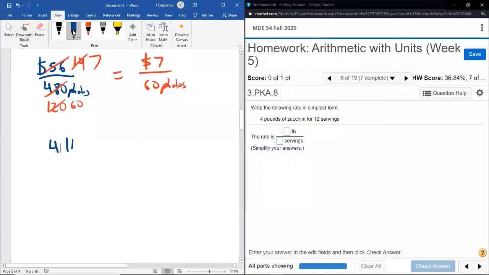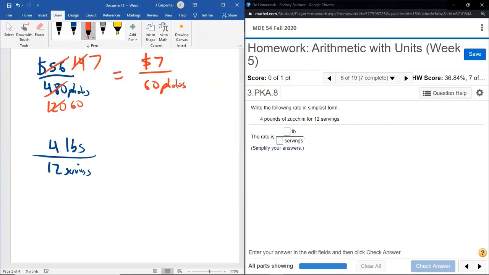4 pounds. Now use lbs for pounds. Of zucchini, you can be more specific if you need to, but 4 pounds is good enough for government work. And then over 12 servings. So classic mistake here is someone goes, oh, 12 divided by 4 is 3, and the answer is 3. Well, 3 is not an answer. You want to say 3 pounds per serving. But that would be wrong because you did the division upside down because you were trying to work too quick and not showing your work and writing your units.